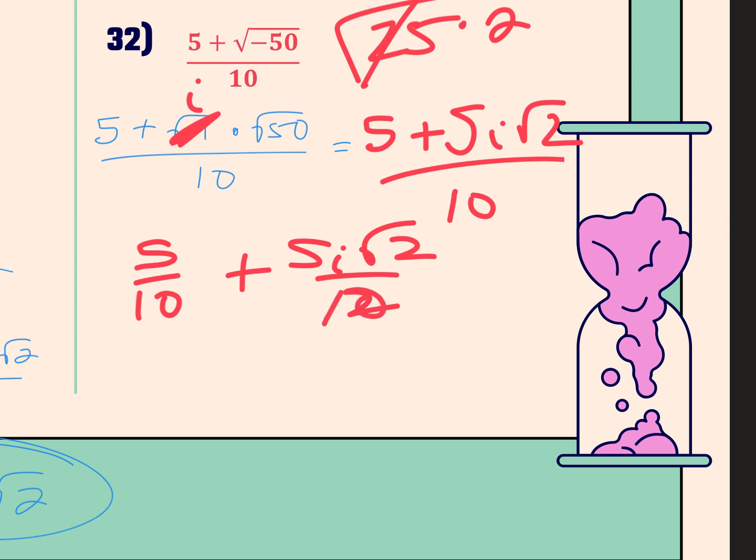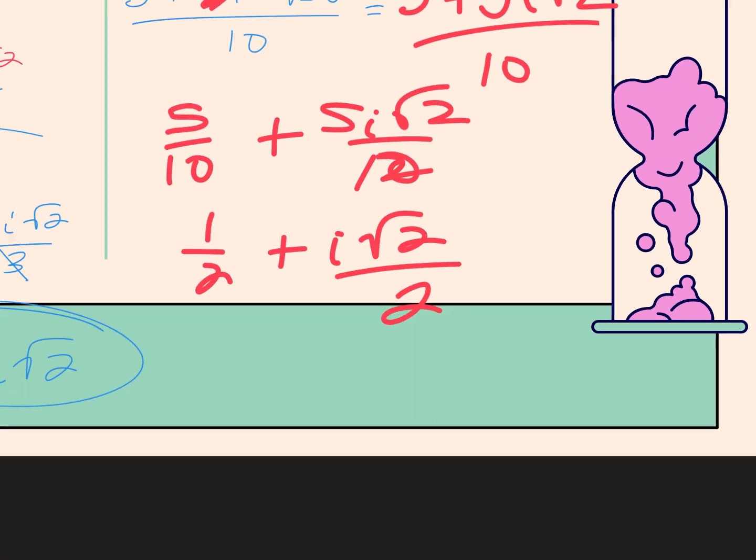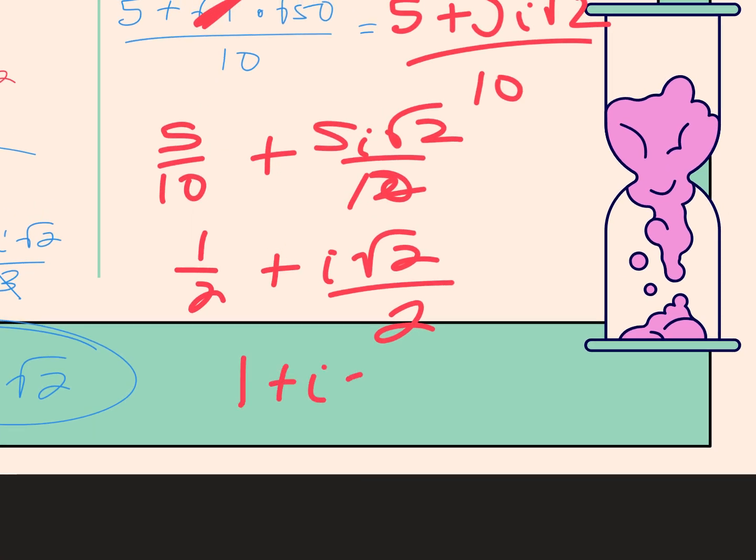What's 5 over 10? What does that simplify to? 1/2, 1 over 2, plus what? I square root of 2 over what? Over 2? Right? Because it's 5 on top? Yeah. If you wanted to write it as 1 plus i square root of 2 over 2, you could because they have the same denominator. That's fine.